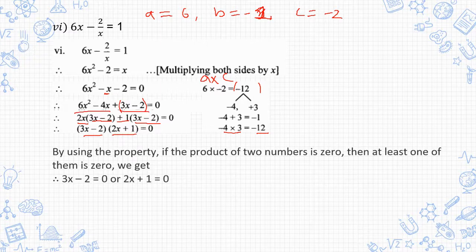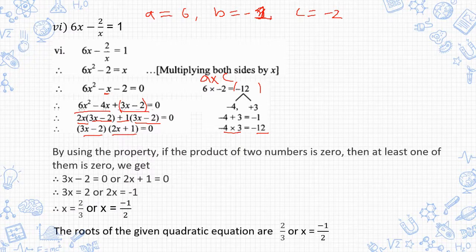So you either take 3x minus 2 equal to 0 or 2x plus 1 equal to 0. The first case, if you take minus 2 on the other side, it will become plus 2. And in the second case, if you take plus 1 on the other side, you'll have minus 1. So you have 3x equal to 2 or 2x equal to minus 1. And in the first case, if you take 3 on the other side, you'll have x equal to 2 by 3. And in the second case, if you take 2 on the other side, you'll have x equal to minus 1 by 2. So x is equal to 2 upon 3 or x equal to minus 1 by 2. So the roots of the given quadratic equation are 2 by 3 or minus 1 by 2.